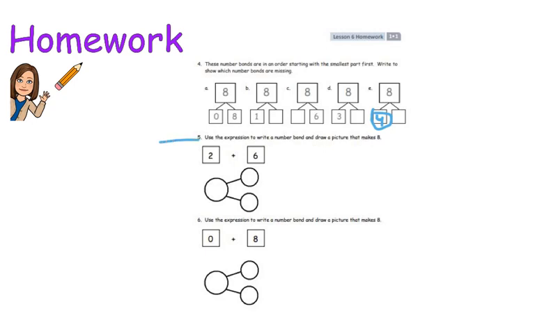Number 5 is use the expression to write the number bond and draw a picture. So you're going to use your expression here to fill in your number bond and draw a picture. And same thing for number 6. You're going to do a number bond and draw a picture.